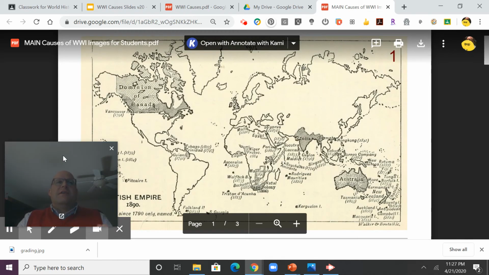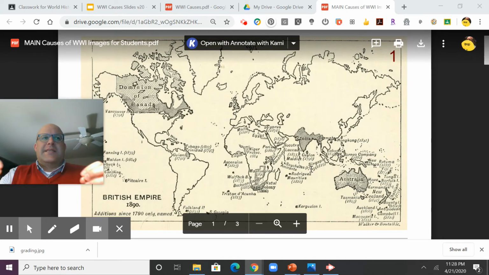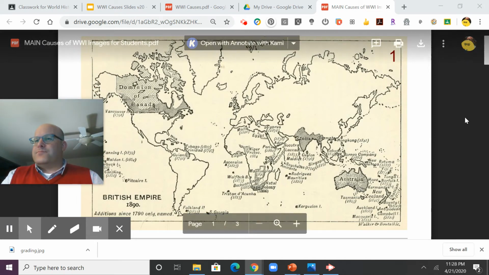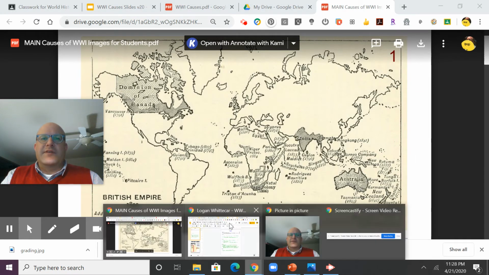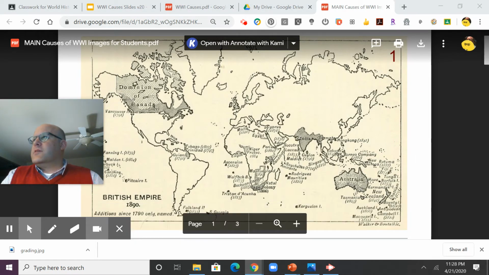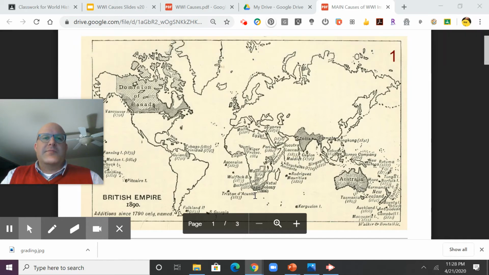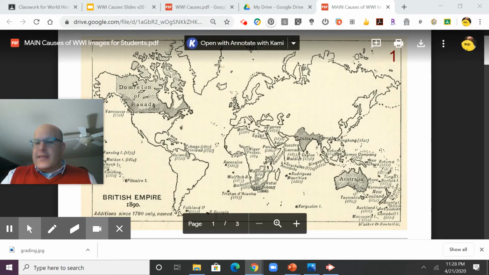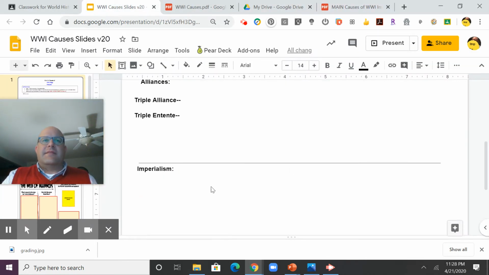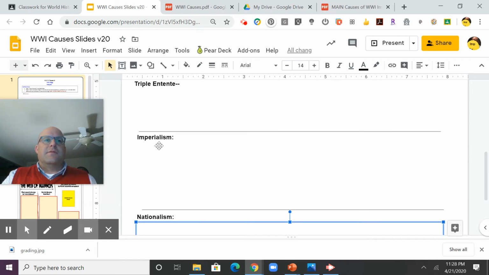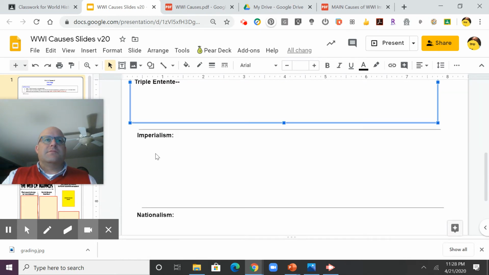You can see here, this is the British Empire, right? Remember, we said the sun never sets on the British Empire. I'm just going to pull this over from another screen here. Which one would this be? This would probably be demonstrating imperialism, right? Image 1 fits imperialism.